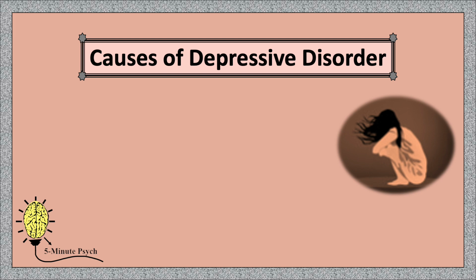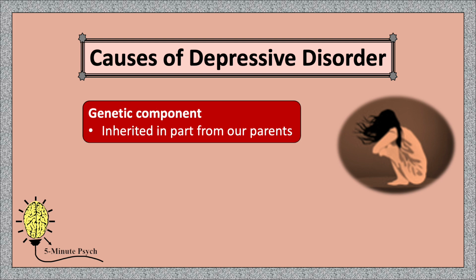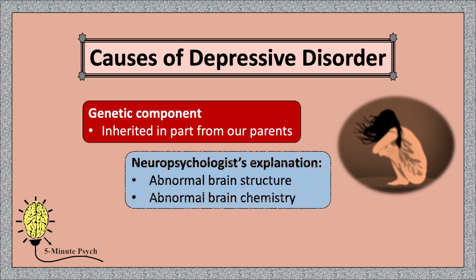Well, research has found a big genetic component to depression, suggesting that we get it in part from our parents. We also see some abnormal brain structure and chemistry with depressive disorder. Specifically, the frontal lobes are slightly smaller in depressed patients compared to non-depressed controls, and there's less serotonin and norepinephrine activity as well. Drugs that increase these neurotransmitters help decrease symptoms of depression.